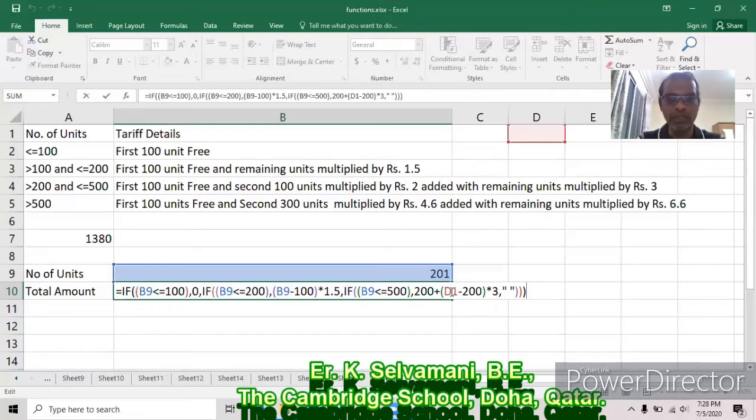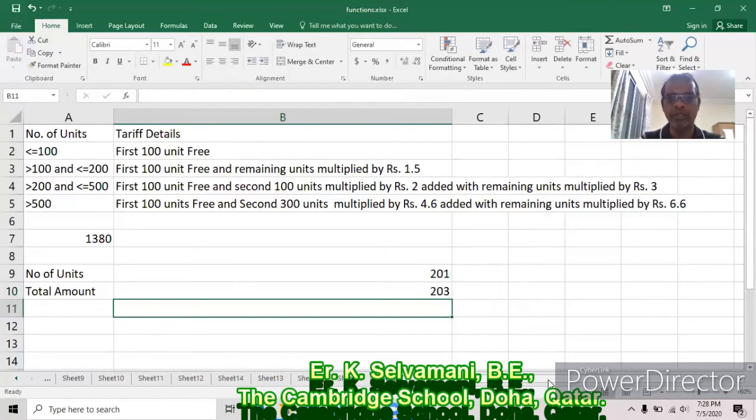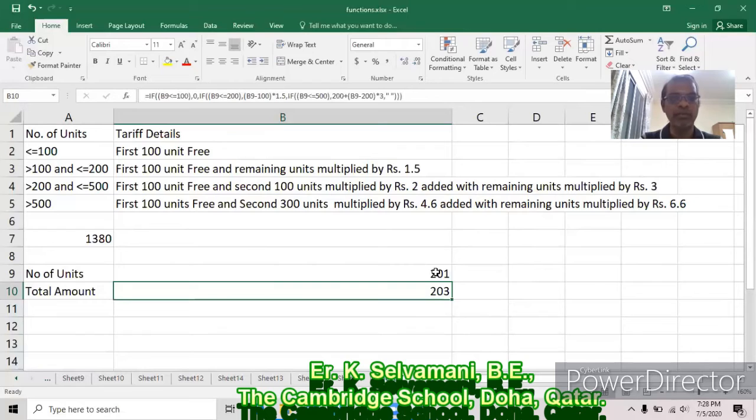Sorry, it is not D1. It should be B9. So 201 is available in B9. Here, 203. If the number of units recorded is 201, the first 100 units are free. So the remaining is 101 units. Out of this, the second 100 units multiplied by 2 gives 200 rupees. The remaining unit is number 1, so that should be added, that is 1 multiplied by 3. So 200 plus 3, you got only 203.